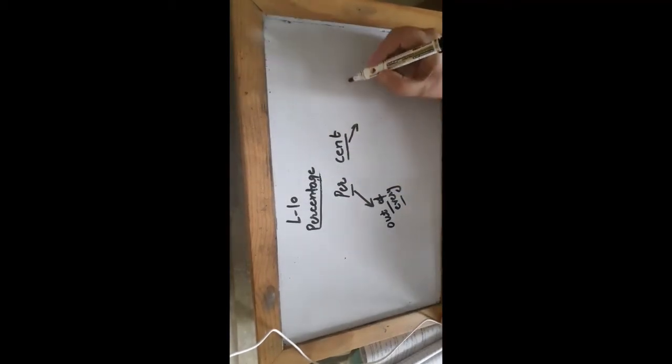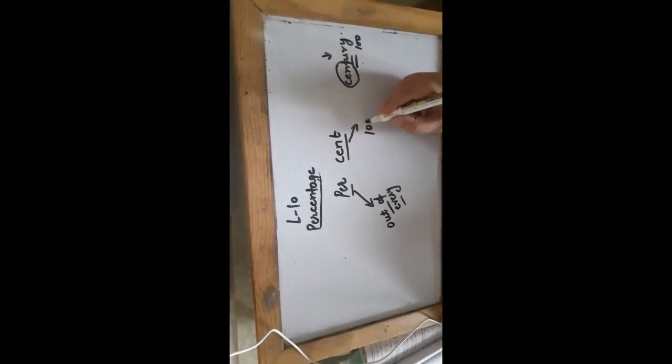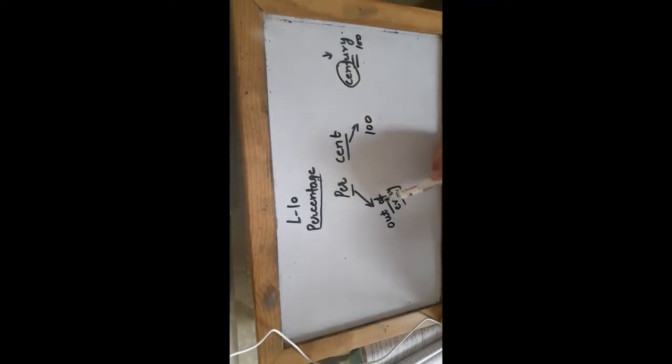Have you heard this word cent? You must have heard this word century, that Virat Kohli hit a century. Hit a century means he scored 100 runs. So this cent means 100. Okay, so per means out of and cent means 100. So percent means out of every 100.